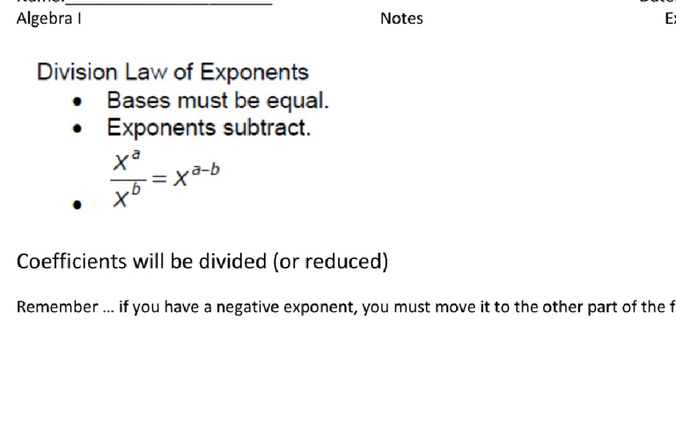Okay, this is Algebra 1, and this is Exponents Day 2. Today we're going to talk about the division law of exponents. Once again, your bases must be equal. Remember, your base is the variable or possibly the number that's holding the exponent. And it has to be equal, which means that it has to be the same. Your exponents will be subtracted.